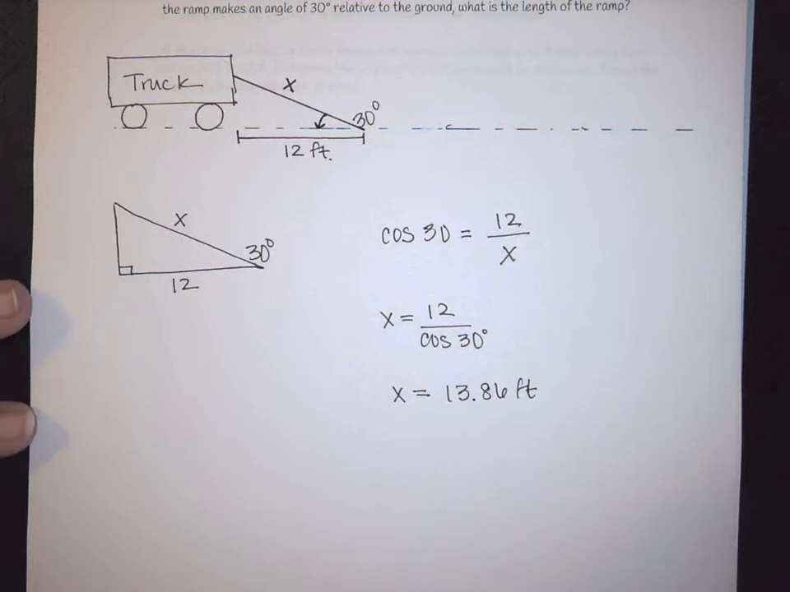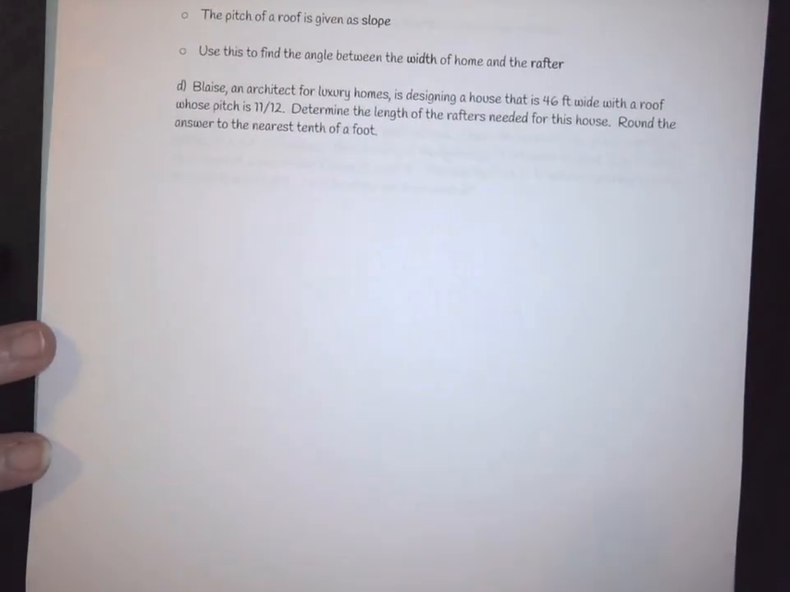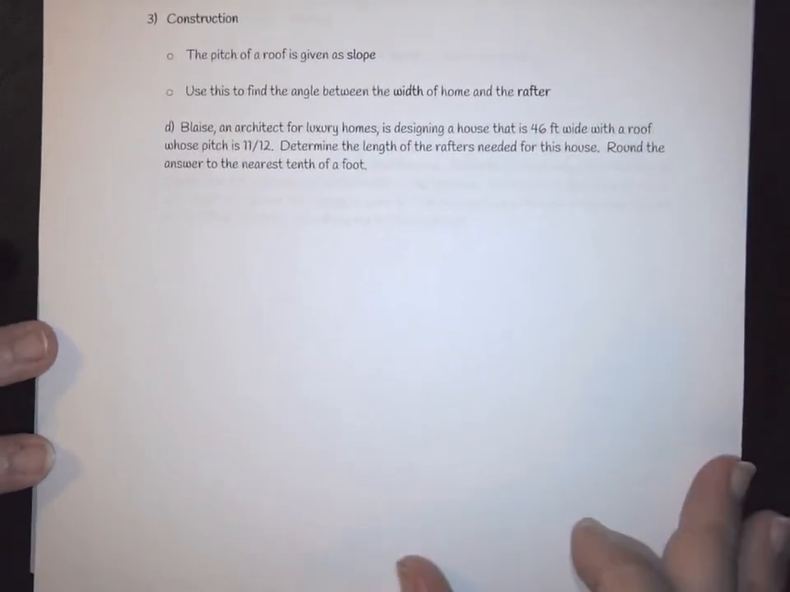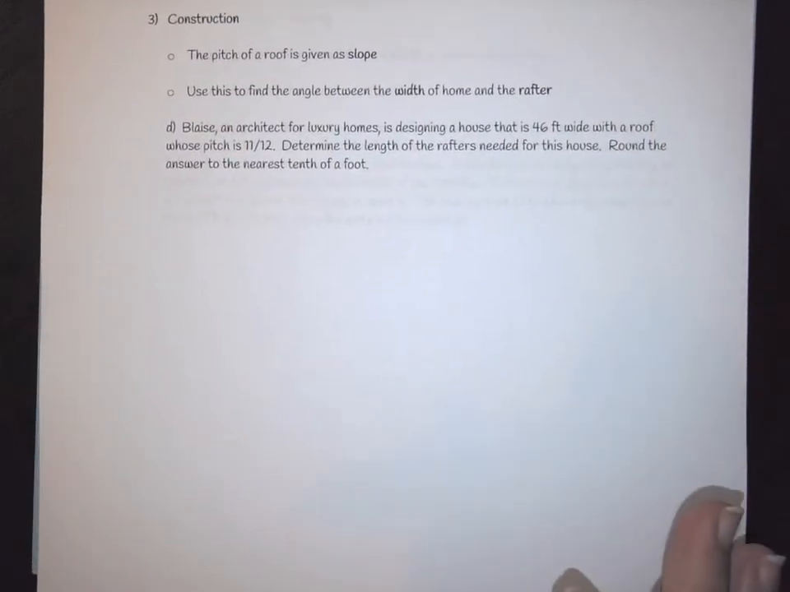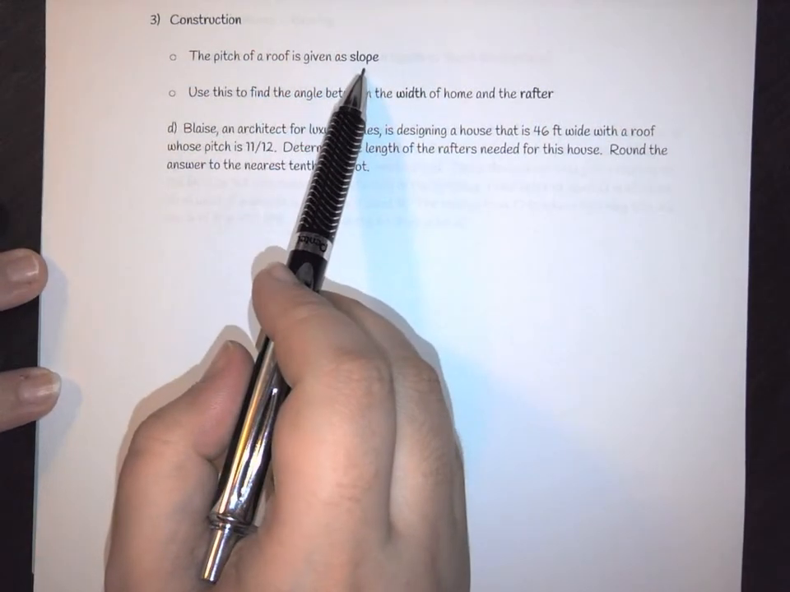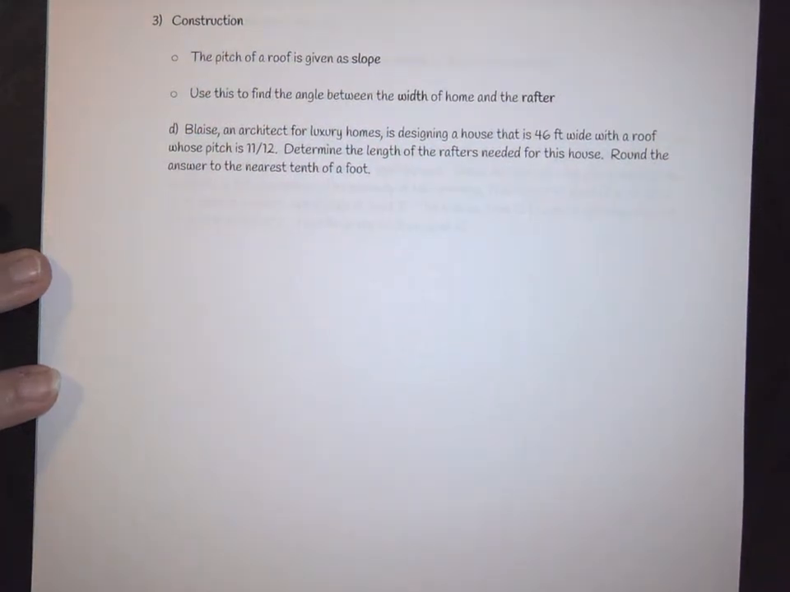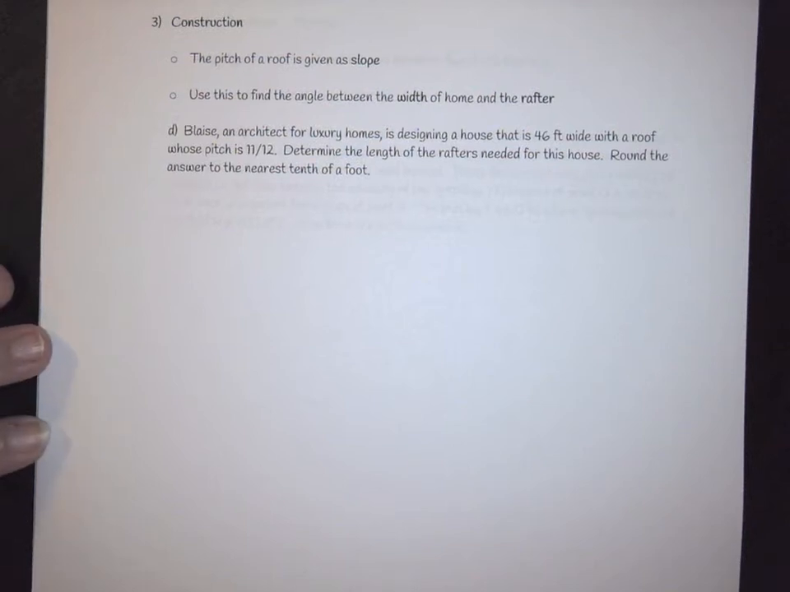All right, let's look at another one here. So this one is going to be more about construction. So here we need to know what the pitch is. So the pitch of a roof is going to be your slope. And then you're going to use the idea of your pitch to find the angle between the width of the home and the rafter. Okay, so those are the two concepts that we need to keep in mind.